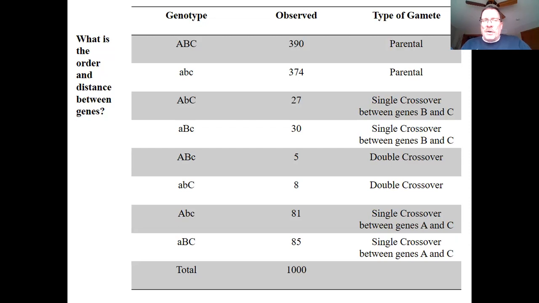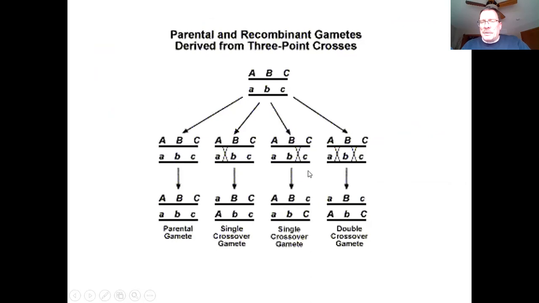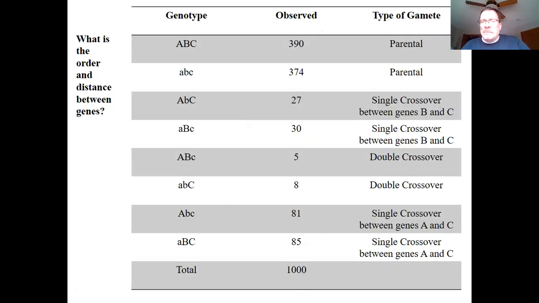So what is the order and the distance between these genes? Notice that the most prevalent numbers, the highest numbers, will go to the parental phenotypes. The lowest number would be the double crossover. That's the least opportunity. Okay. And then single crossovers will occur between the end and the middle.